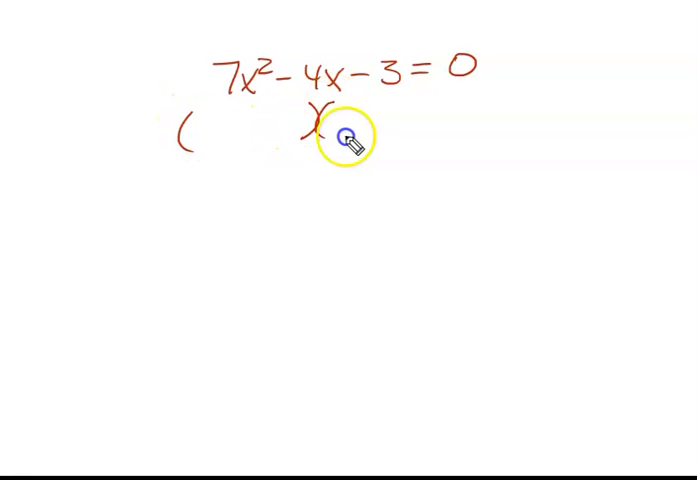So no common factors. Two sets of parentheses. We know this has to be 7x and an x. Now, the 3 is prime, so the 3 could go there or there. If it goes there, you get a 21. That's not going to work, so it goes here, like so. Now, what will your signs be? We have a negative 4 in the middle, so your outers have to be a negative 7. Your inners, a positive 3.